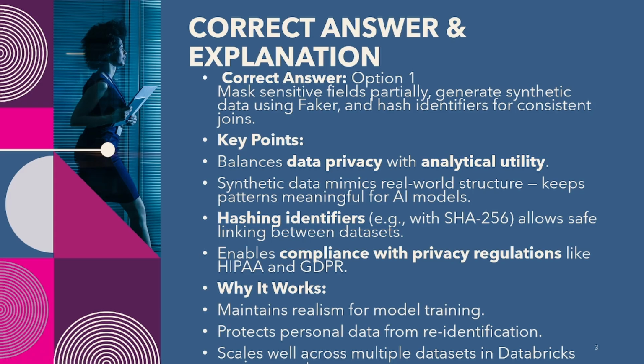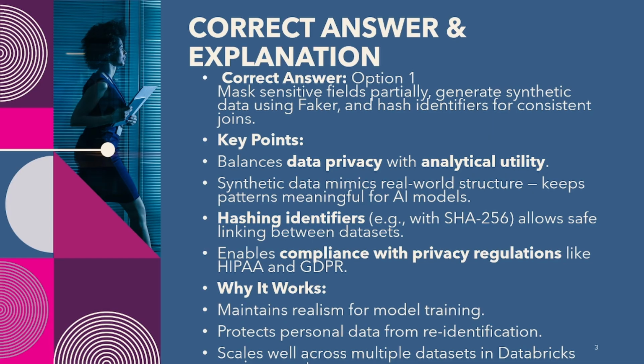You start by partially masking sensitive fields. That means, for example, showing only the last 2 digits of a phone number, or maybe replacing part of an email address with symbols. It keeps the data structure intact but hides the personal detail. Next, using tools like Faker to generate synthetic data, that's a game changer. You can create realistic fake names and emails that look completely genuine, so your dataset behaves the same way as the original but without exposing real people.